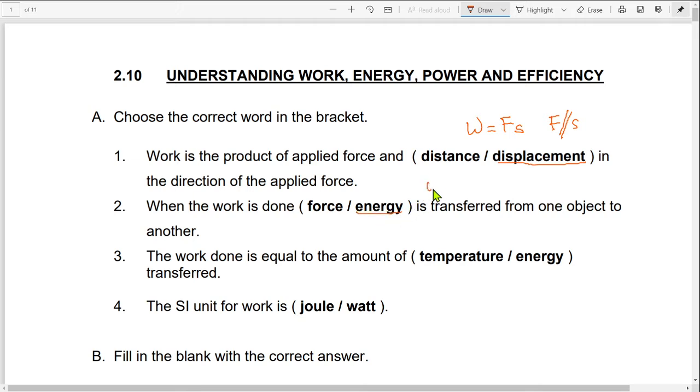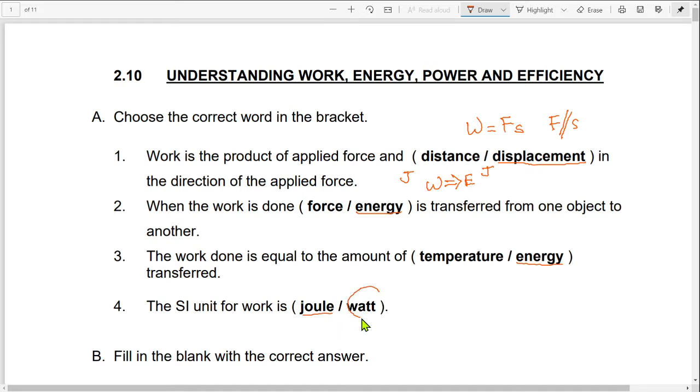That's why work is very related to energy. So work in joule, energy also in joule, when it comes to the unit. So the work done is equal to the amount of energy transferred, and the SI unit for work is joule.